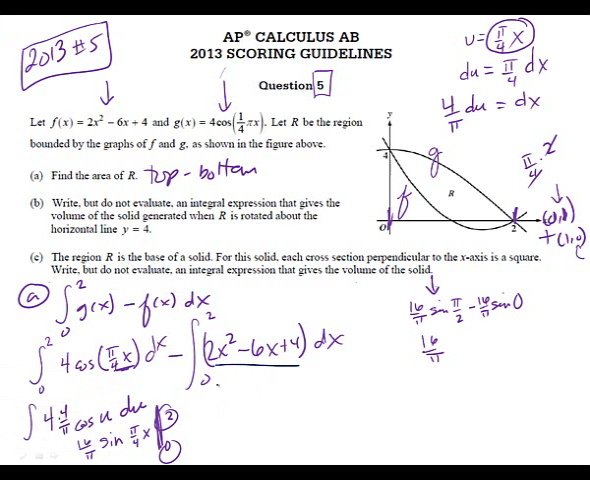I'm going to do it a different color so we can see it a little differently. So minus, I'm going to put parentheses. When I integrate 2x squared, what do we get? 2x cubed divided by 3. Perfect. Okay, when I integrate 6x, I get x to the second divided by 2. What's 6 divided by 2? 3. And then when I integrate 4, what do we get? 4x. And we've got to go from 0 to 2.